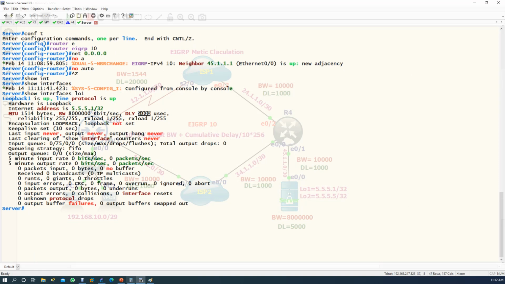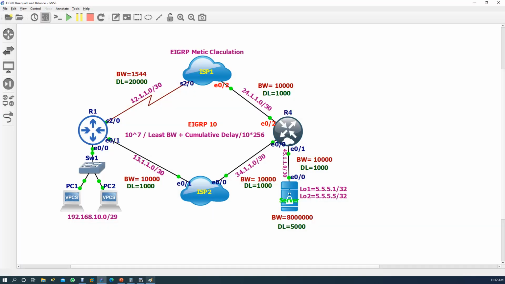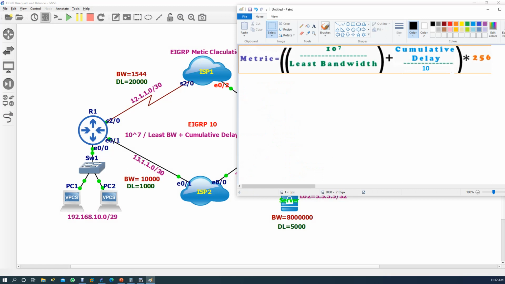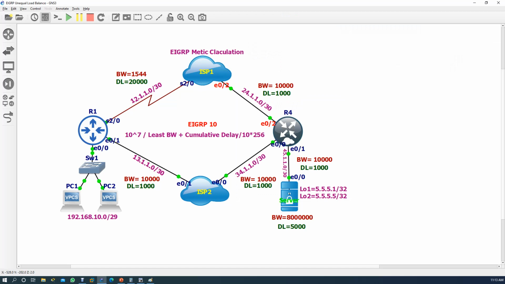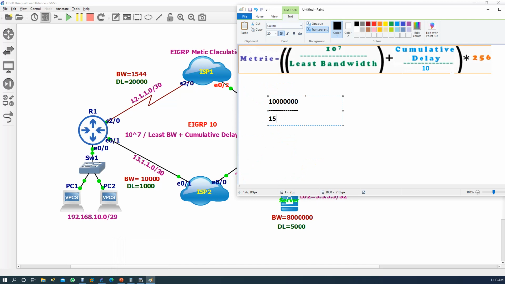Okay, so now if you want, let's put those things in the formula. So 10 to the power 7 is 10 million. Now divided by least bandwidth. So from source to destination, which one is the lowest? 1544. So that you have to put 1544.